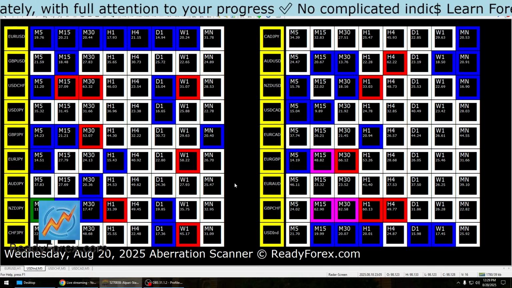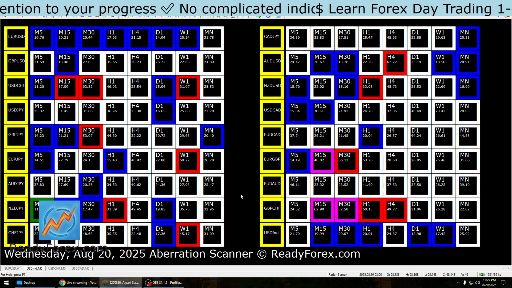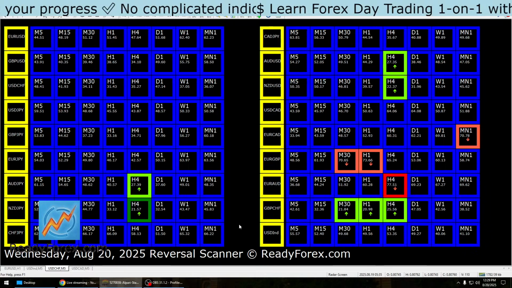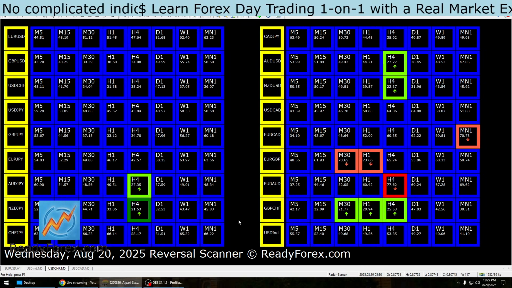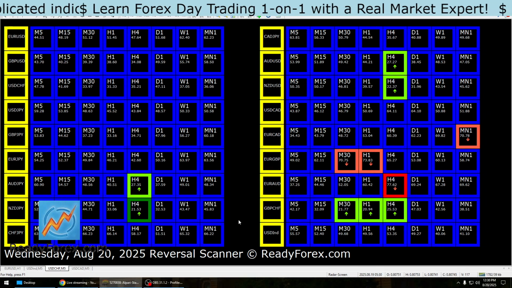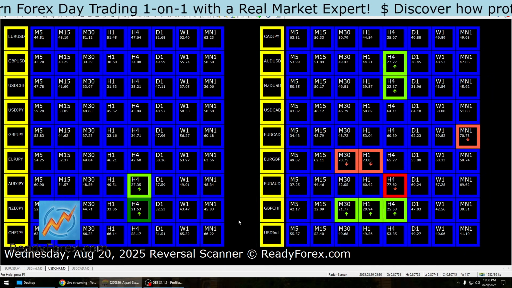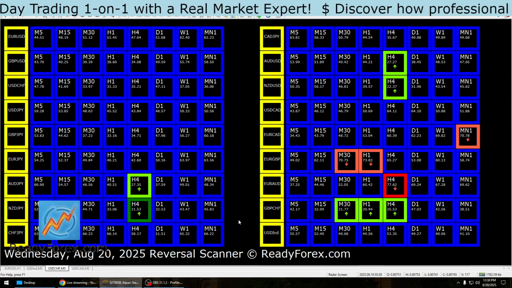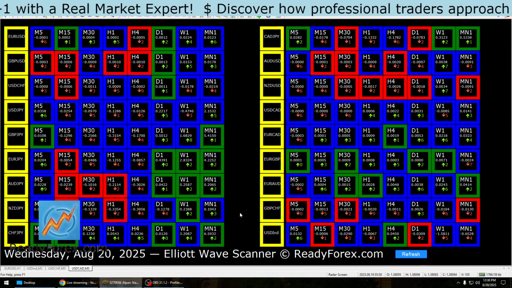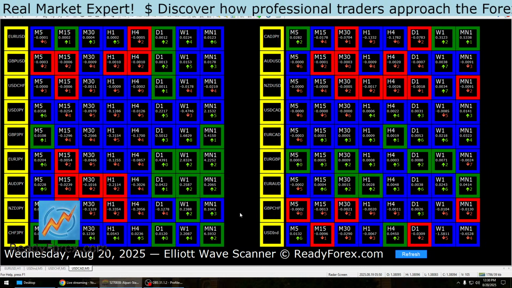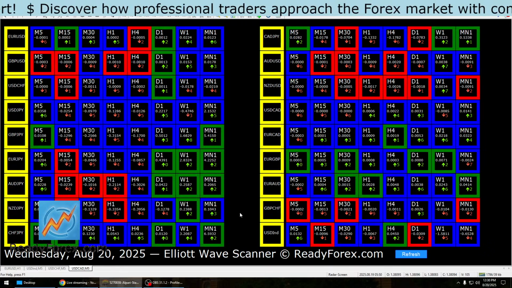So Euro AUD, I don't see any aberration on the aberration scanner. Let's check out the reversal. Euro AUD 4 hour looks a little bit kind of bearish, but it's in a trending mode, so we might get further upside in Euro AUD currency pair. Okay, let's check out the Elliott Wave scanner. Okay, daily time frame looks interesting in Euro AUD currency pair.